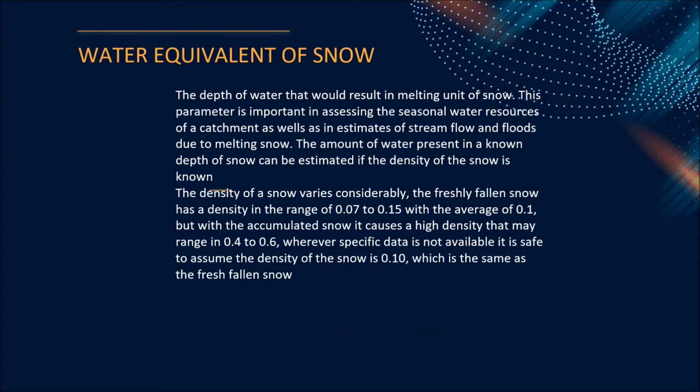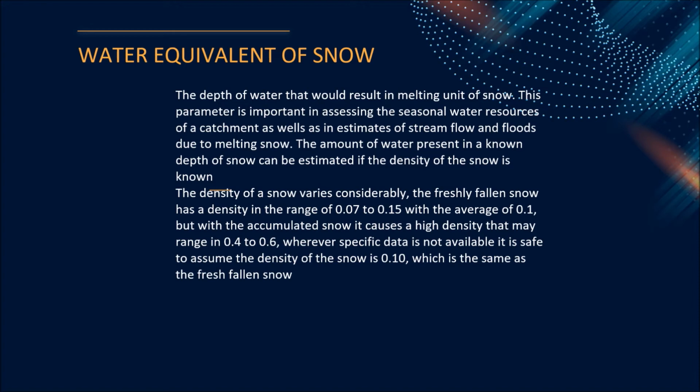The water equivalent of snow is the depth of water that would result from melting a unit of snow. This parameter is important in assessing the seasonal water resources of a catchment, as well as in estimates of stream flow and floods due to melting snow. The amount of water present in a known depth of snow can be estimated if the density of the snow is known. The density of snow varies considerably.